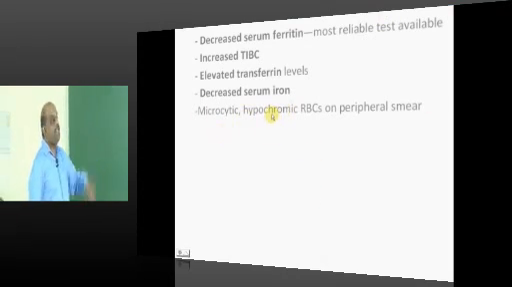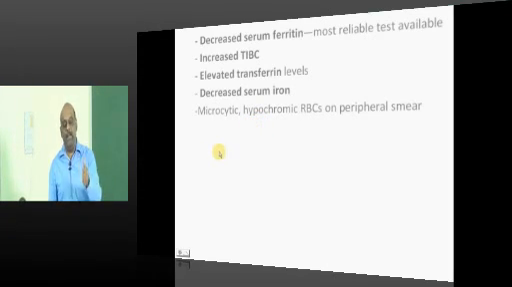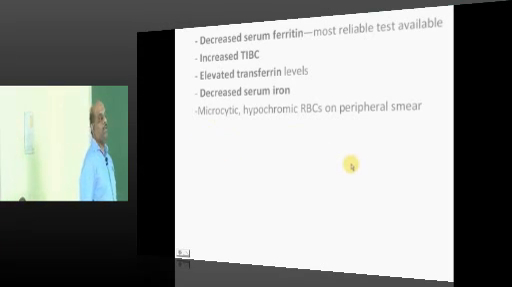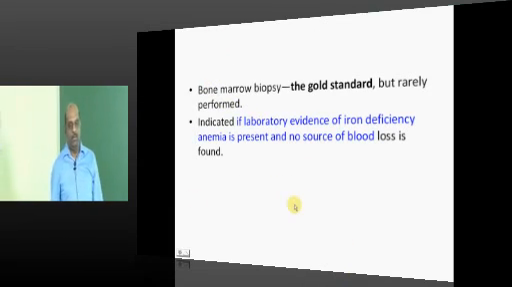Then there will be decreased serum iron. It is most insensitive. Last thing to fall down. First is low ferritin, then high TIBC, then low serum iron. Then microcytic hypochromic RBCs on the peripheral smear.